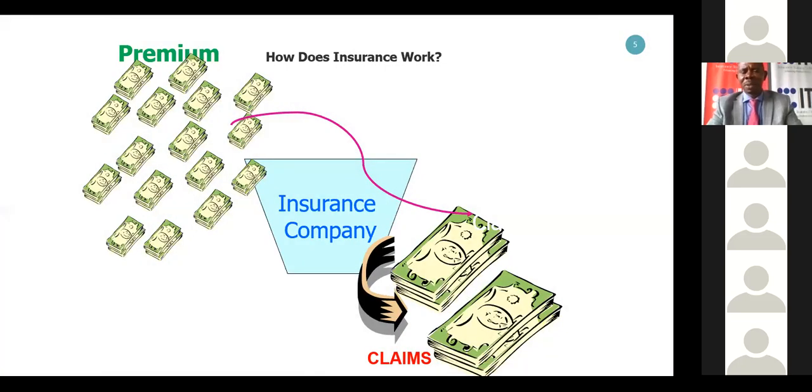So how does the insurance company work? Because we need to understand that subject. Insurance companies always collect premium. Yes, we collect premium. And I'll ask a question as I'm explaining this slide here. Creation of a common pool. What did you understand by a common pool?